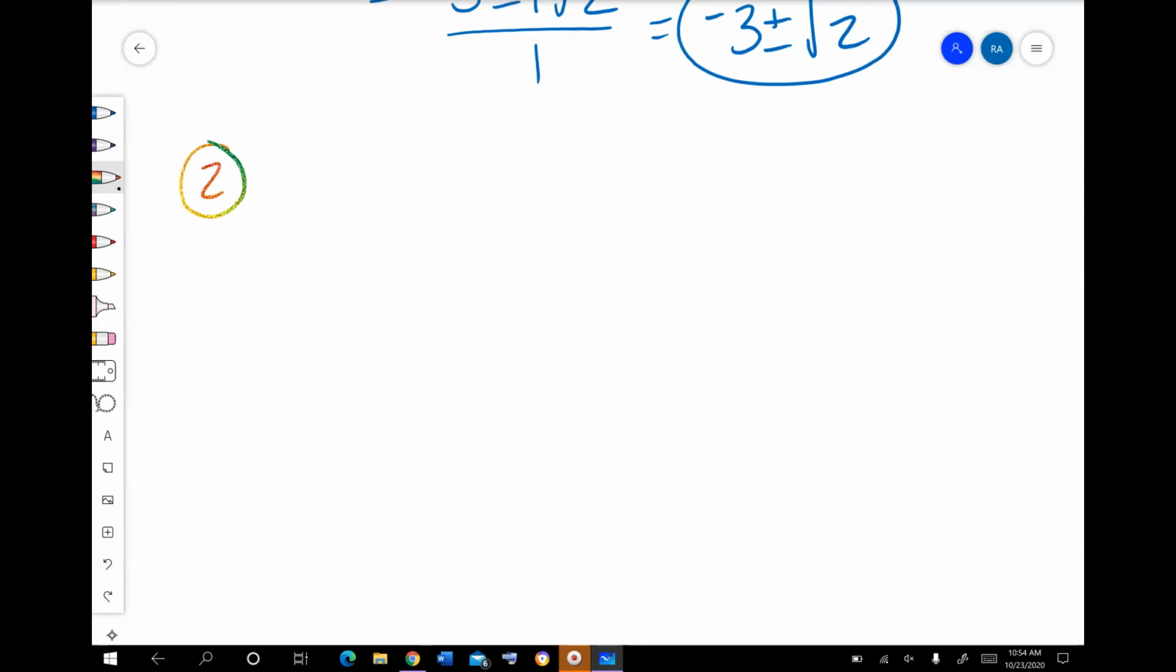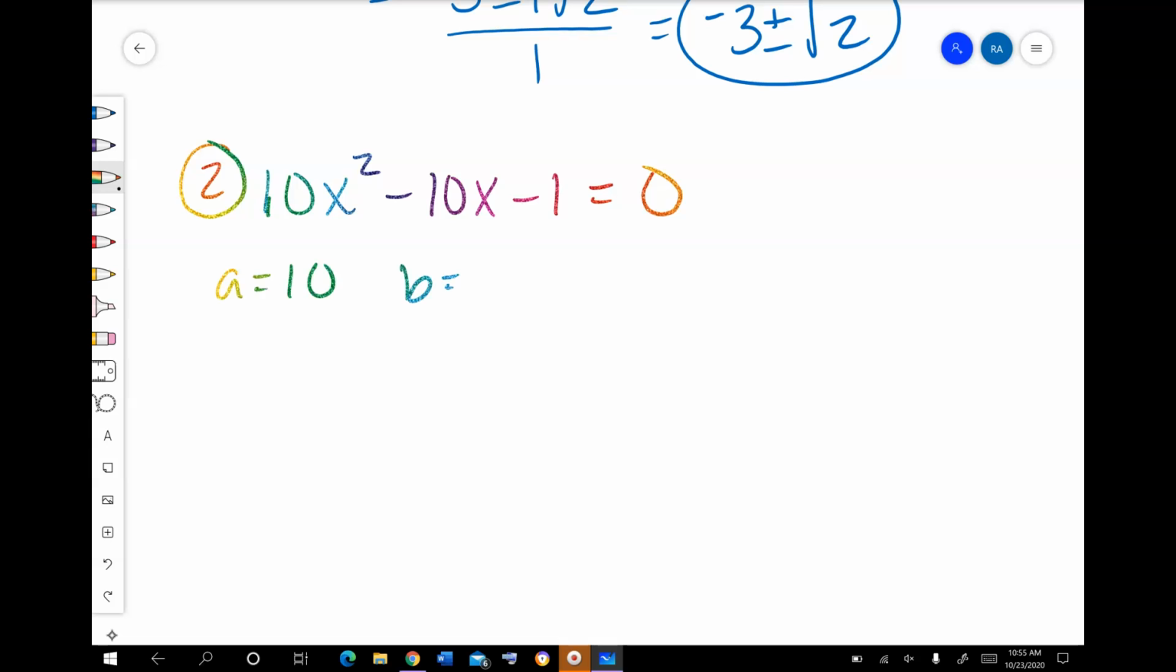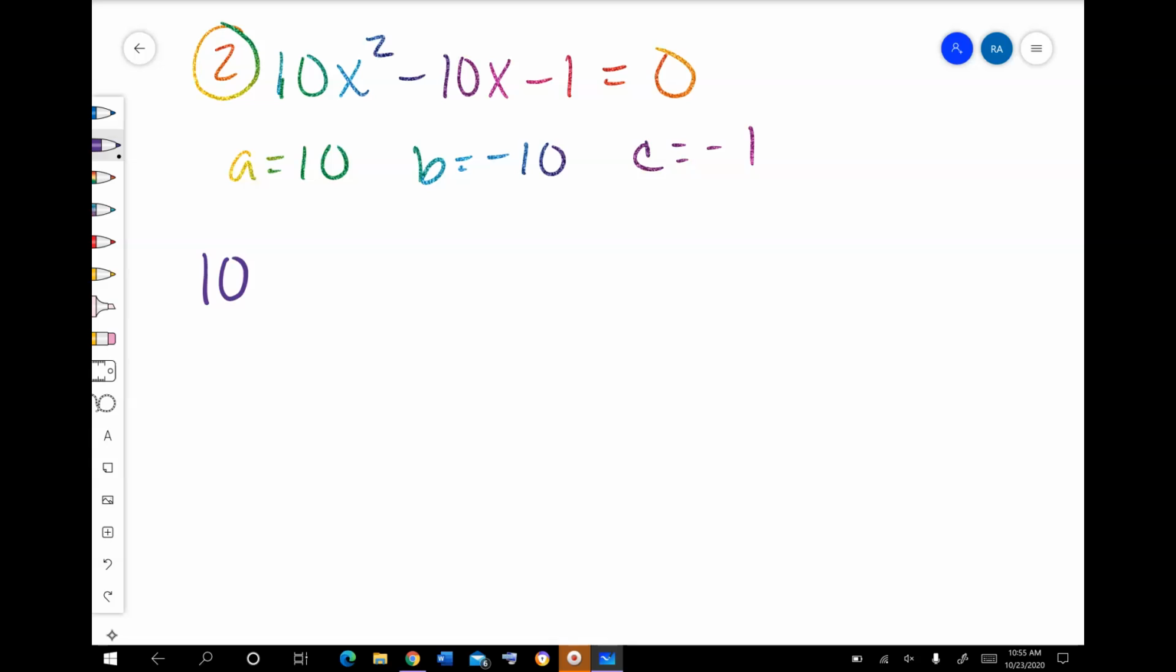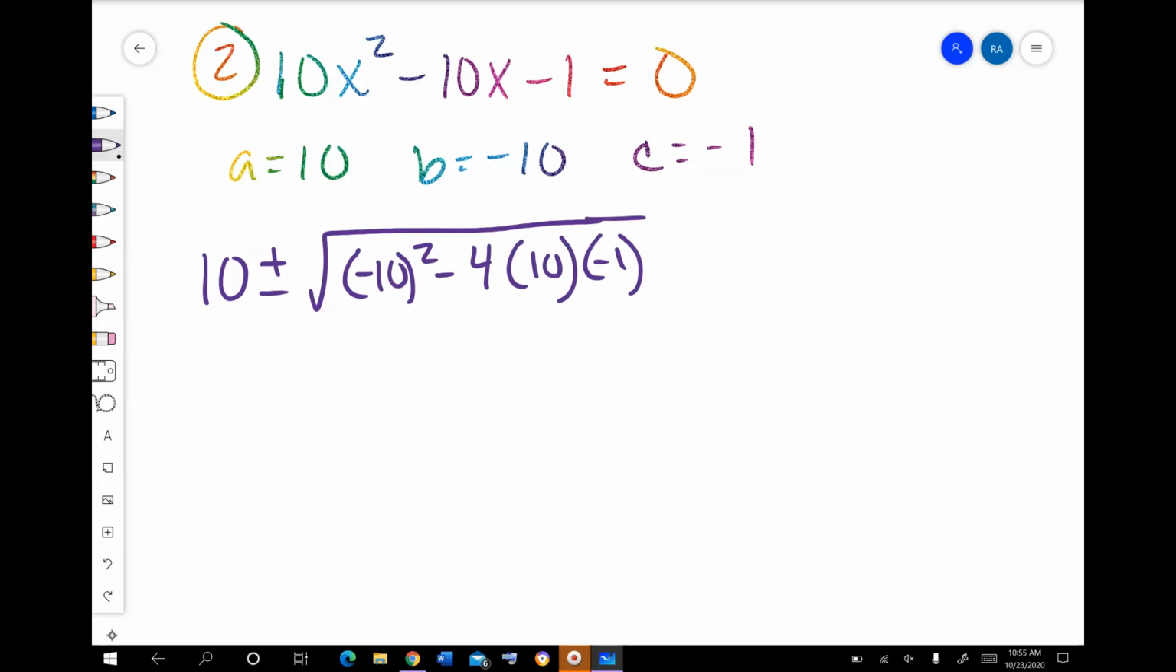Number 2 is going to be 10x squared minus 10x minus 1 is equal to 0. All right, my a is 10, my b is negative 10, and my c is negative 1. We're going to plug this in. Opposite of b plus or minus the square root of b squared minus 4 times a times c all over 2 times a.